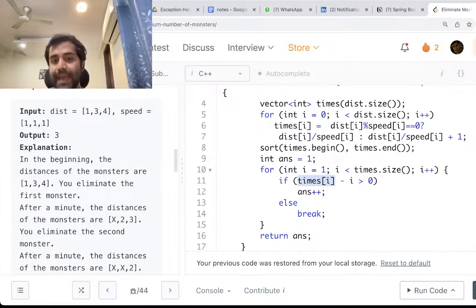So it means that in the ith iteration, the amount of time that will be remaining will be times[i] minus i. And if this value happens to be positive, then you can do answer plus plus. Correct? The moment you find that this value is 0 or negative, you can break, because that means that a monster has arrived, and then your game is up, right? And then finally you can return your answer. Is it clear? How many of you understood this logic?